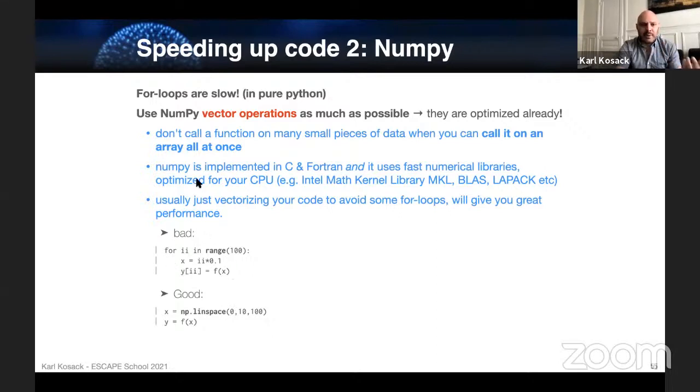And the important thing to remember, and I think this is probably covered a bit in the NumPy and SciPy lectures, is that NumPy is implemented in C and even Fortran. And not only that, but it uses some very, very fast numerical libraries behind it that are optimized for your CPU. I'm going to talk about these a bit more in detail later on in the parallelization session.